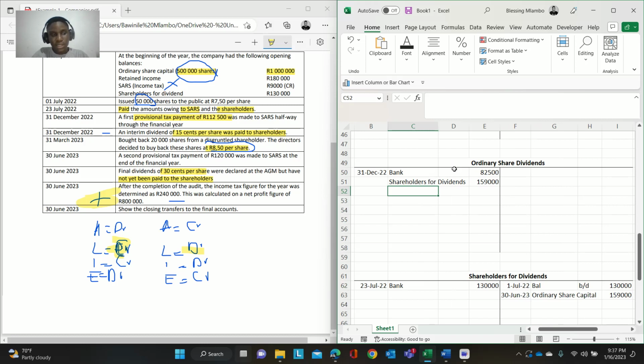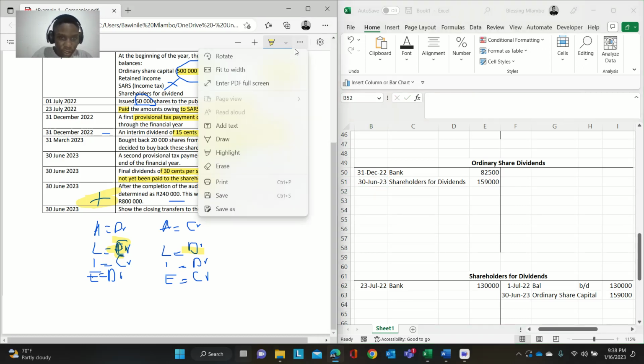So you see the difference. The account debited every time we declare dividends is ordinary share dividends, but it differs in terms of whether we paid this dividend in cash or not. If you pay them on the same day, you take it through bank because money is decreasing. But if we declare it, but we do not pay it the same day, we have a liability to pay the shareholders. Therefore, we take it through shareholders for dividends. We create shareholders for dividends because we owe shareholders money, and then we debit ordinary share dividends. This is on the 30th of June 2023.